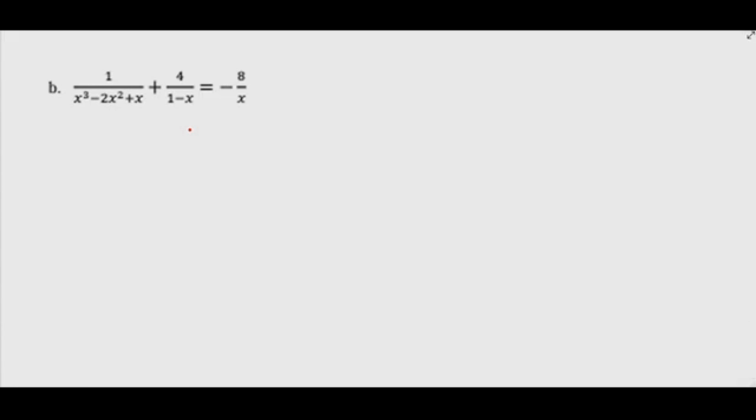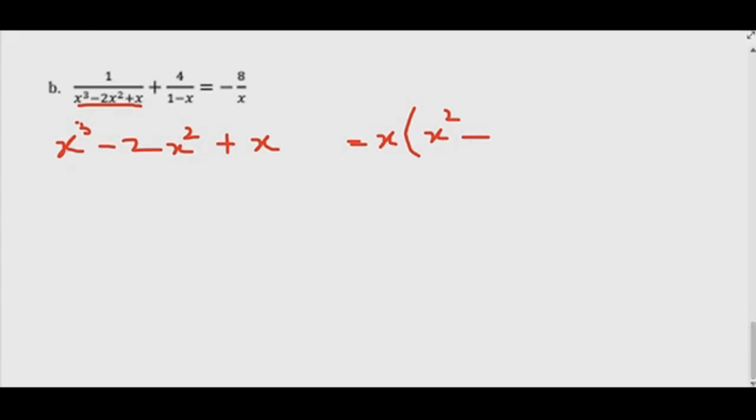If you look over here, this is actually an equation. I'm going to write it down separately. x cubed minus 2x squared plus x. So if you see, we can take x out as common from here. If we take x as common, it would become x squared minus 2x plus 1, which if you see is actually turning out to be a formula.